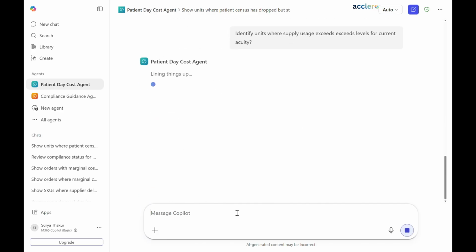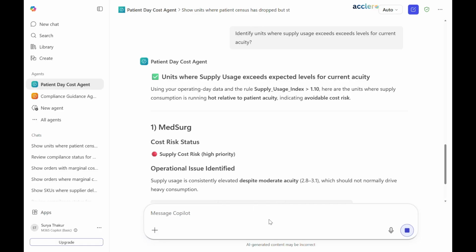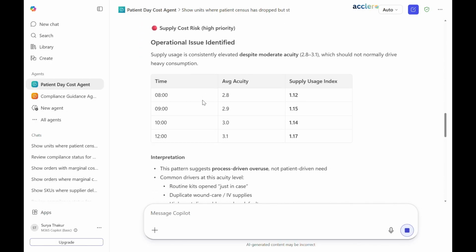Here the agent flags the med-surg unit. Activity is stable but supply usage intensity is above expected thresholds. The supervisor is guided to intervene immediately before additional cost accumulates. So you can see med-surg cost risk status.